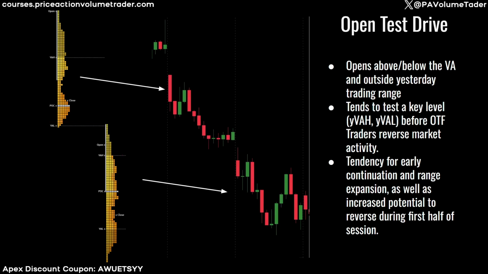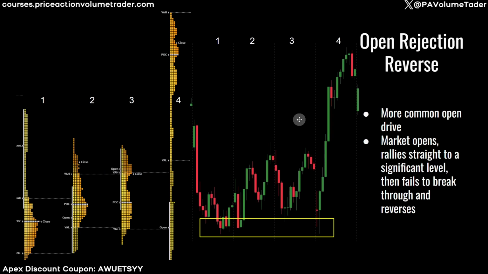Okay, next up we're going to go into the open rejection reverse. This is a more common open drive setup.